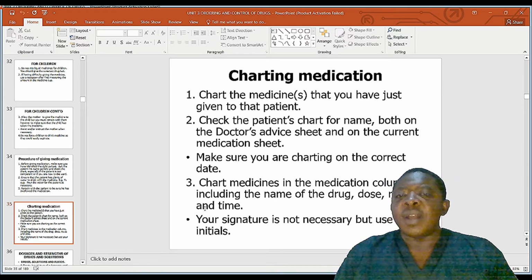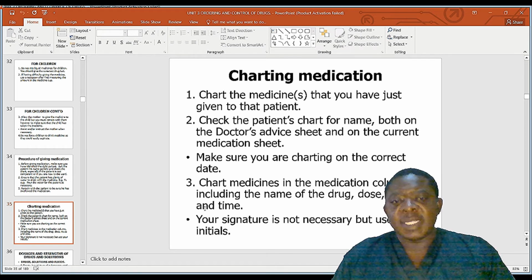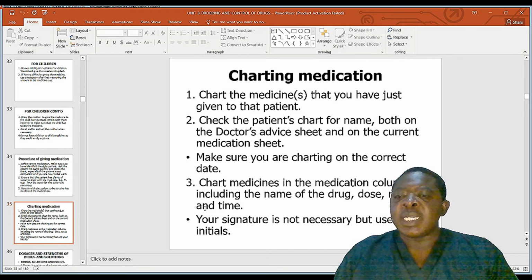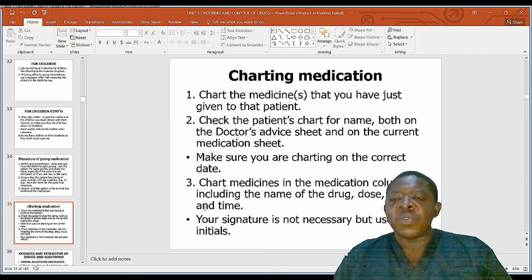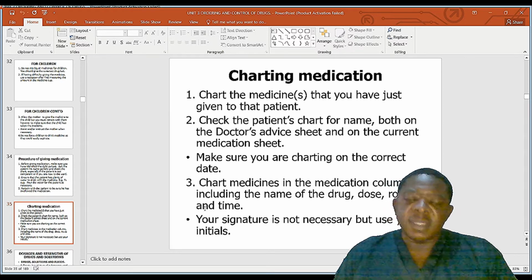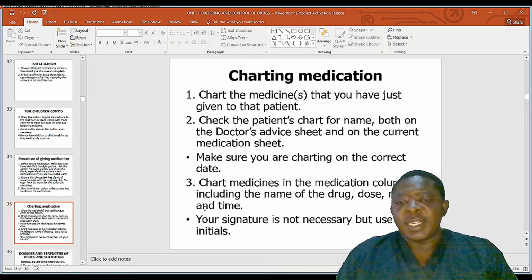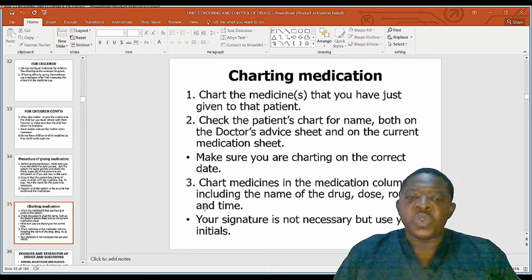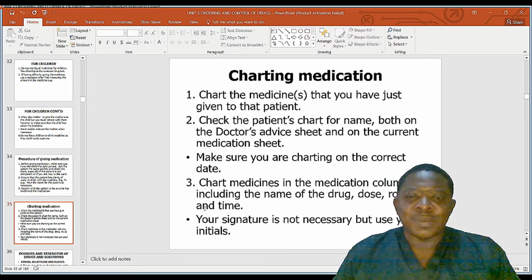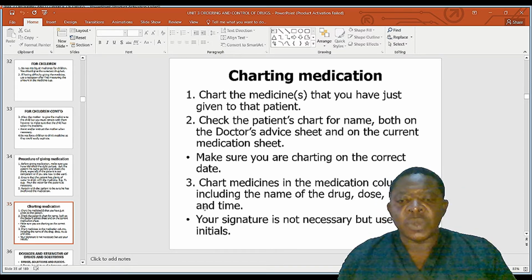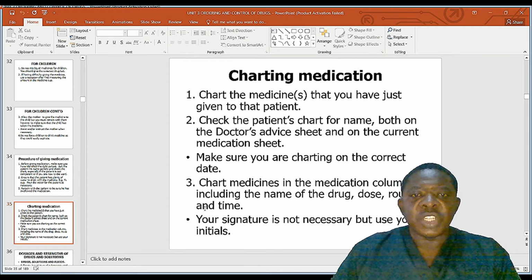Make sure you are charting on the correct date. Chart medicine in the medication column, including the name of the drug, dose allowed, and time. Your signature is not necessary, but use your initials. Mostly the space is very small, so you might have to use your initials.